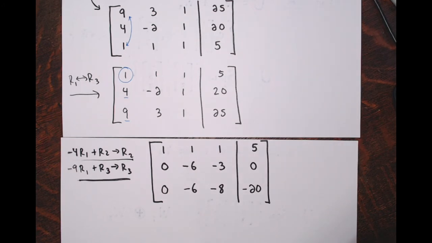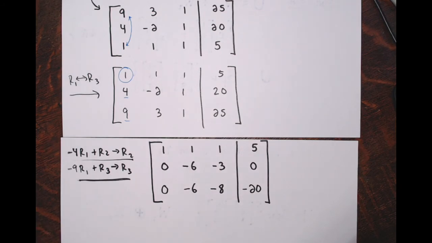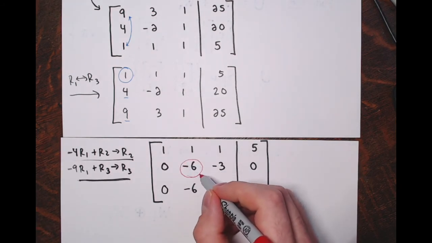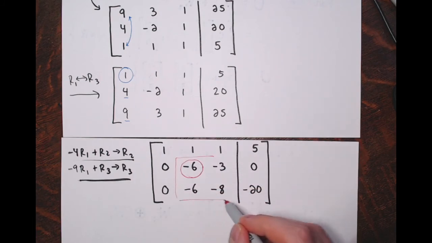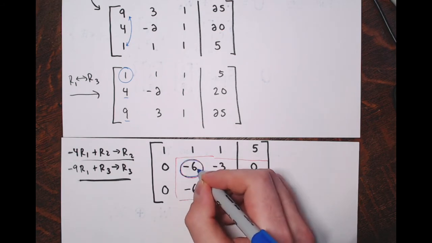So now I'm done with that first pivot. The 1 has zeros below it. Great. The next one I'll move to is this. Here's the submatrix I'd be working with, and the current pivot is this -6.